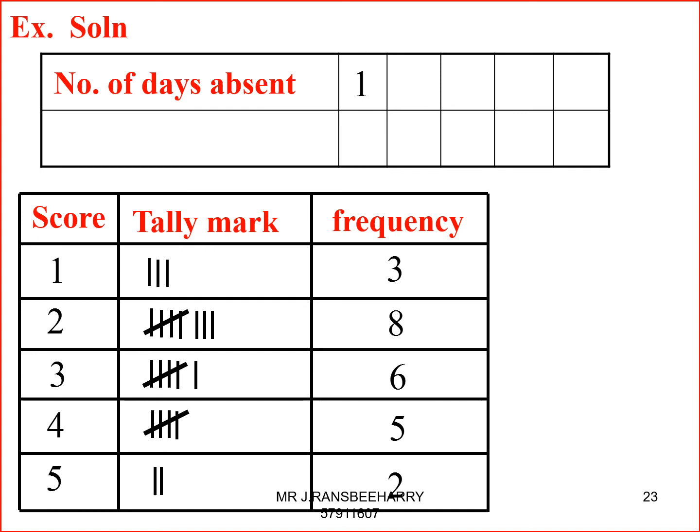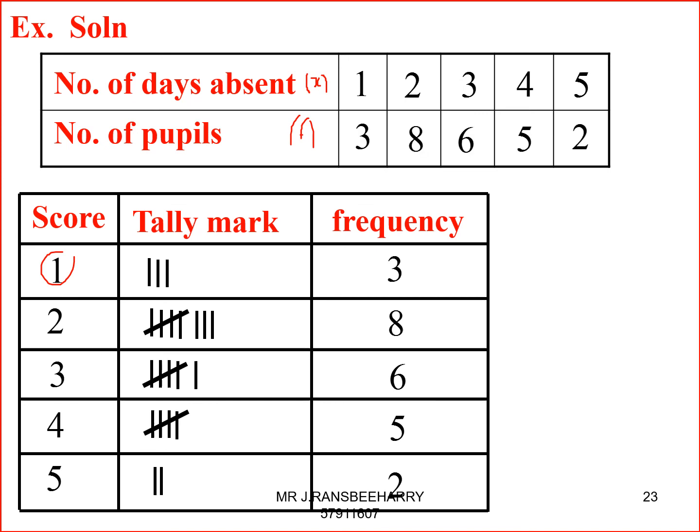So frequency table, x represents the number of days absent. The numbers are 1, 2, 3, 4, 5. And then number of pupils is the frequency; number of days absent is the score. So 3 pupils were absent on only one day. So 1, 3; 2, 8; 3, 6; 4, 5; 5, 2. So here 4, 5 means 4 days absent, 5 pupils. 4 means 5 pupils were absent on 4 days, and so on.